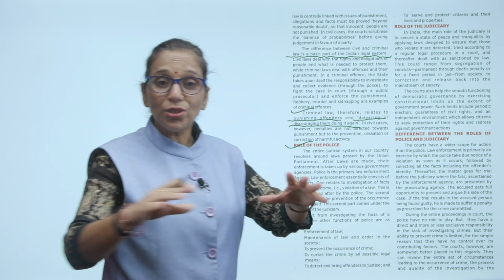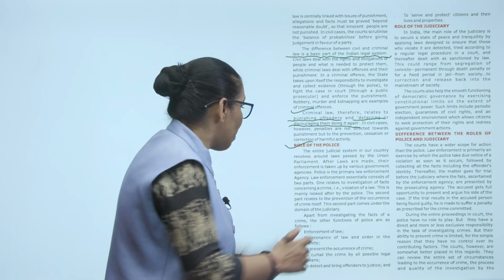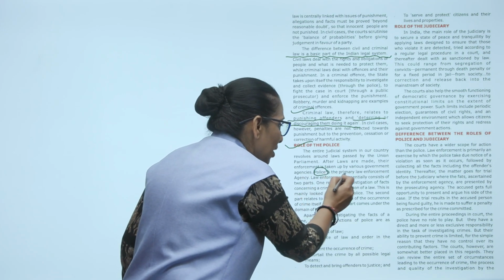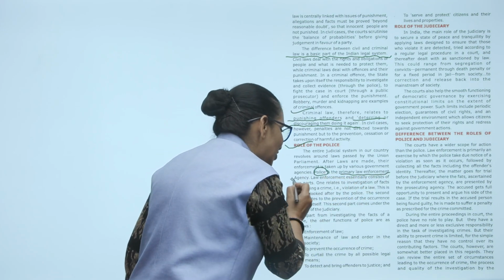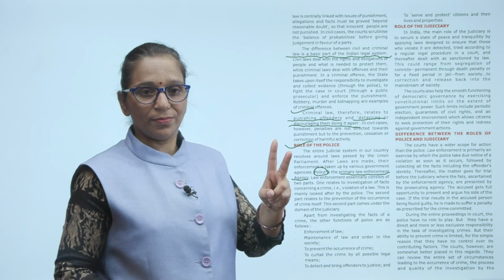See, the entire judicial system in our country revolves around the laws passed by the Union Parliament. Now, after laws are made, their enforcement is taken up by various government agencies. They are responsible to execute those laws. Now, police is the primary law enforcement agency, and law enforcement essentially consists of two parts. Now what are those two parts?